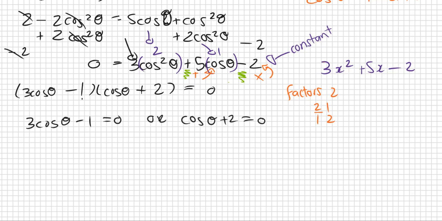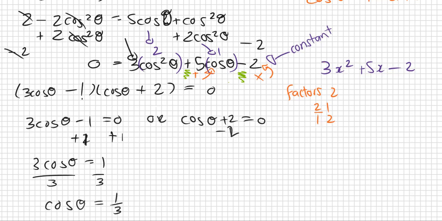On this left one, we plus 1 on both sides. We get 3 cos theta equals 1. We divide by 3 on both sides, and we get cos theta equals a third. On the other one, cos theta plus 2 equals 0, minus 2 on both sides, we get cos theta equals negative 2.